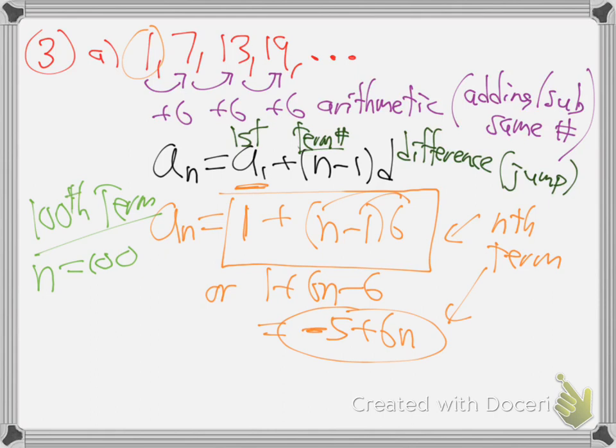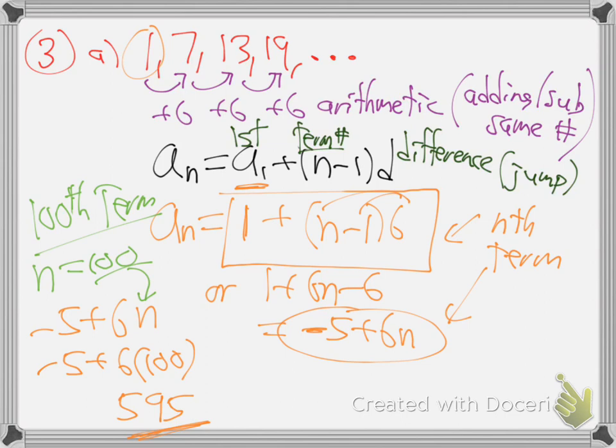So what's the formula say? Minus 5 plus 6n, and then just grab that 100, pop it in there. So we get minus 5 plus 6 times 100, that's 600 minus 5, 595. That's the 100th term.